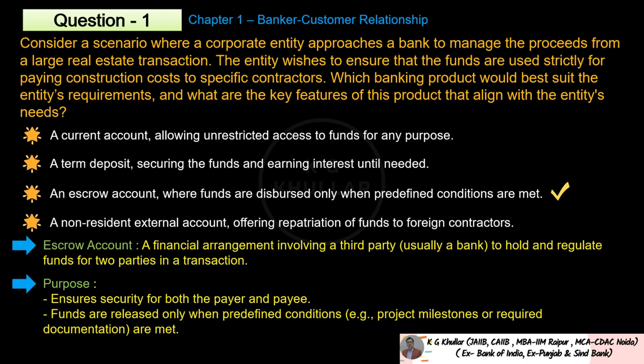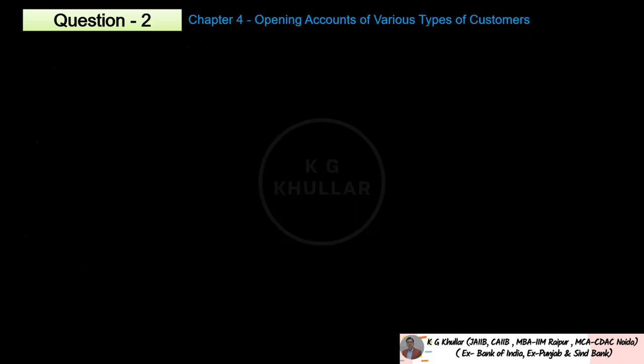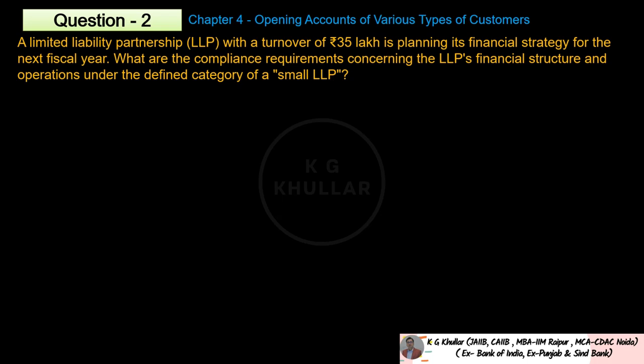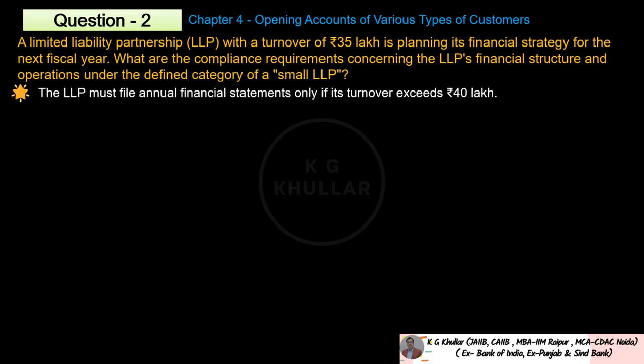The next question is from chapter 4, that is opening accounts of various types of customers. And the question is, a limited liability partnership, that is LLP, with a turnover of Rs 35 lakhs is planning its financial strategy for next fiscal year. What are the compliance requirements concerning the LLP's financial structure and operations under the defined category of a small LLP? And these options are given to you.